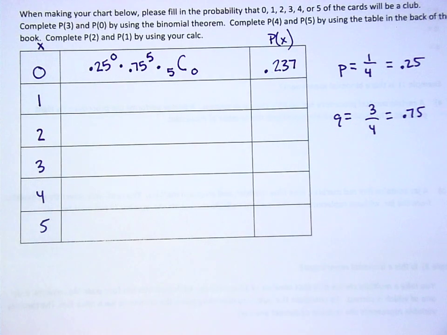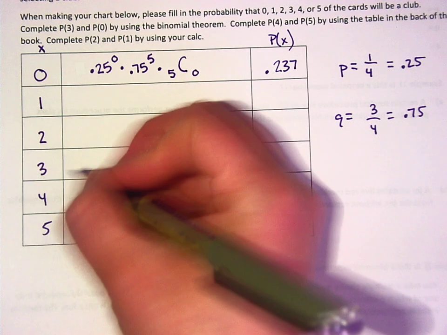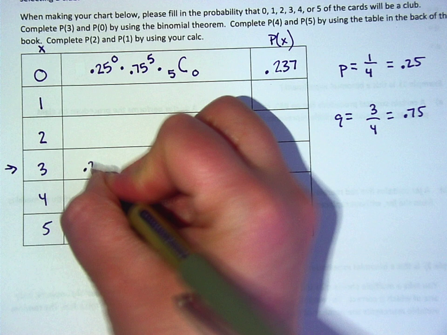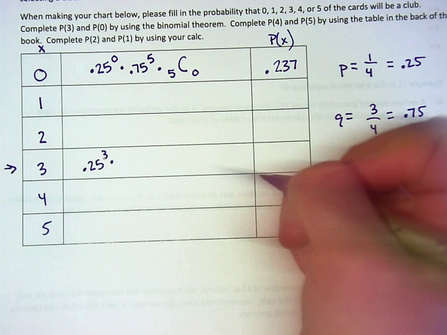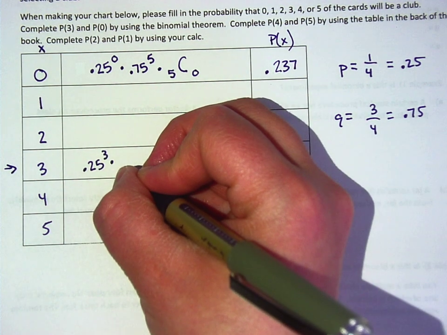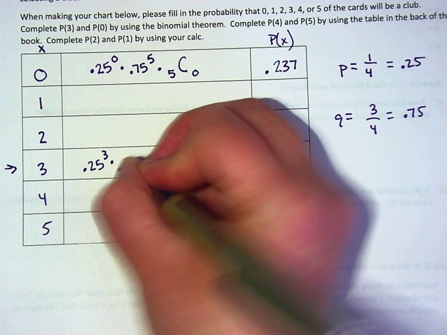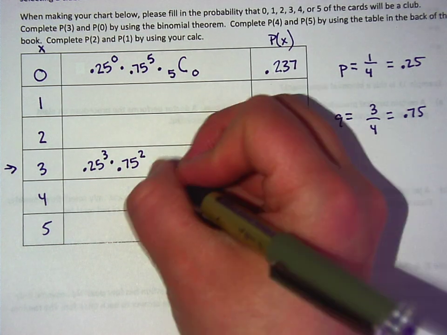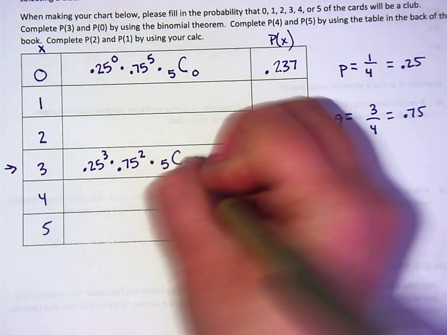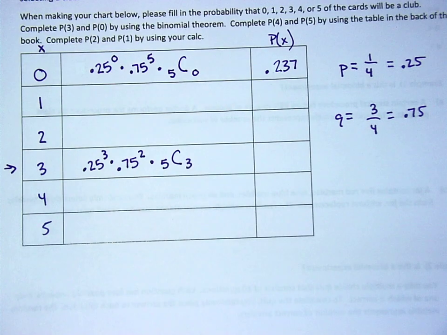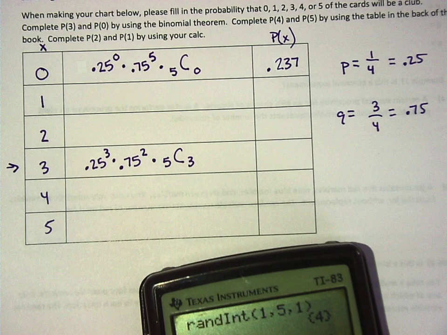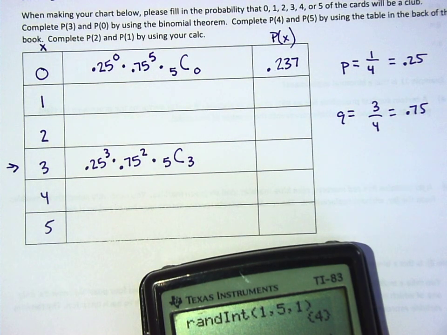All right, let's try, what's the other one we had to do? 3? All right, we'll do 3. Right here. How many successes do we have for this one? 3, so 0.25 to the 3rd power times 0.75 to the second, because we failed twice. If we got it 3 times, we failed twice. Times 5 choose 3, because we're picking which ones we're going to succeed in. All right, put that in your calculator. See if you get the same answer as me. We're checking right now to see if you can put this in your calculator.